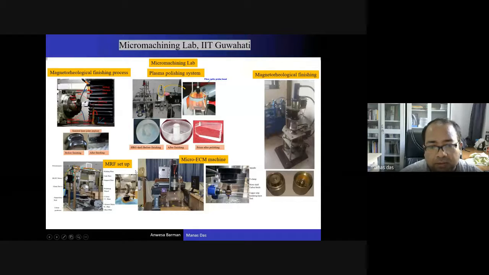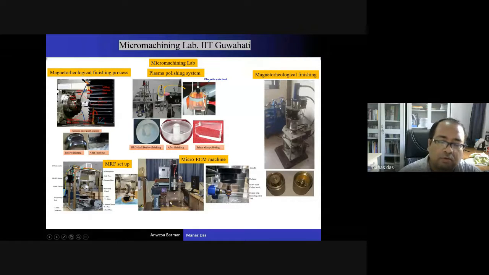And other than that, this micro ECM, you can see small micro channels we can develop. This tool's diameter is around 70 micron here. We have reduced it even more than that, to around 20 to 25 microns. So this is the micro ECM setup.